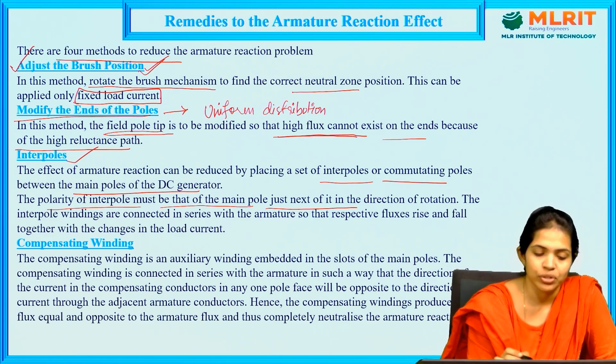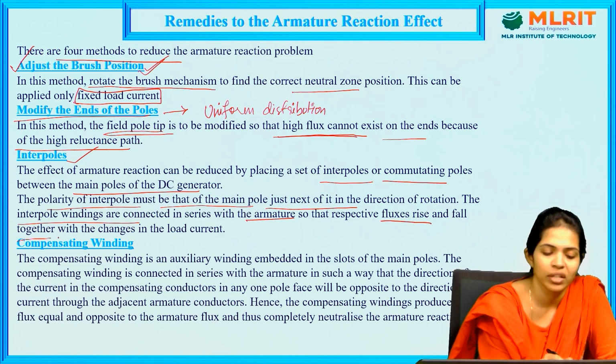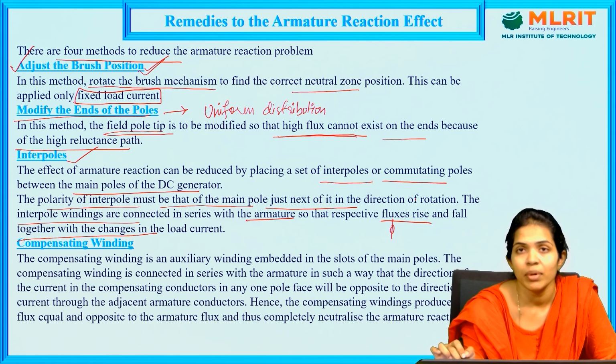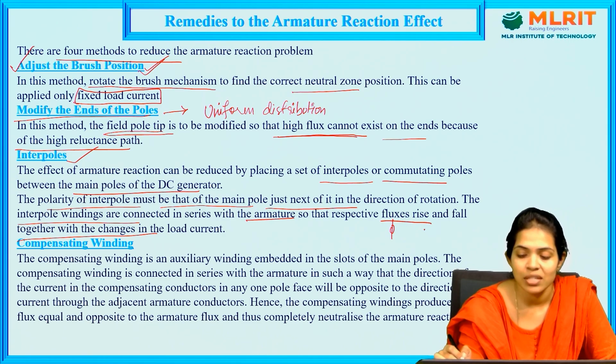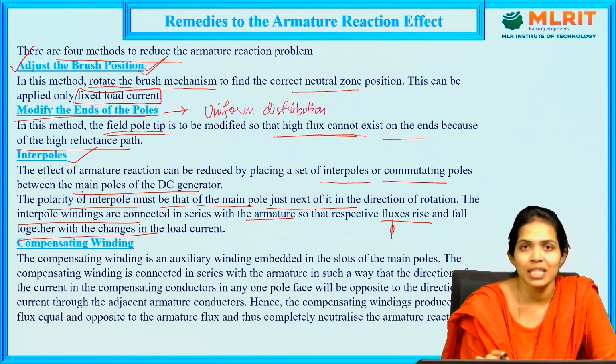Interpoles are connected in series with the armature so that the respective fluxes rise and fall together with change in load current. As the armature flux rises or falls with respect to the load, these interpoles, connected between the main poles, will neutralize the effect of this sudden rise and fall of the armature flux, such that there is no impact of armature flux on the main field flux. So these interpoles are kept to neutralize the armature reaction between the main field poles.